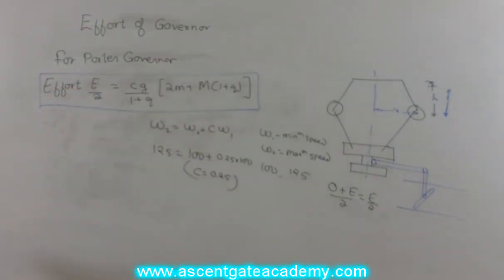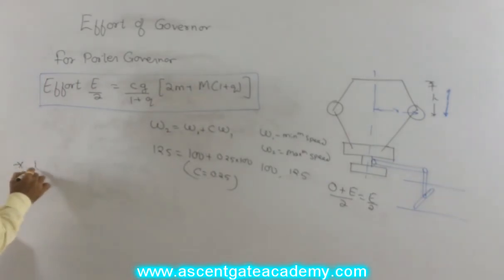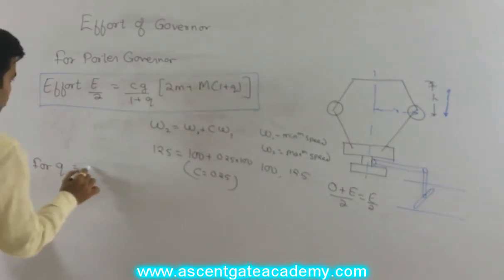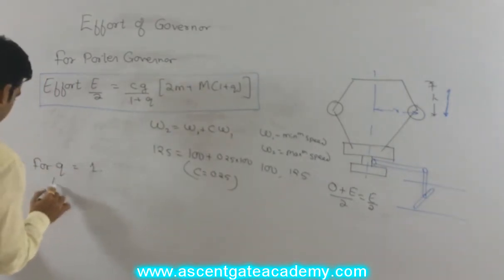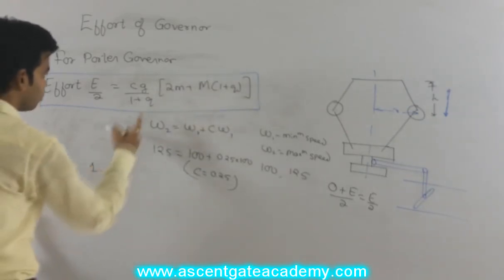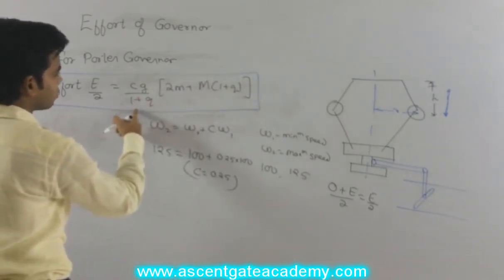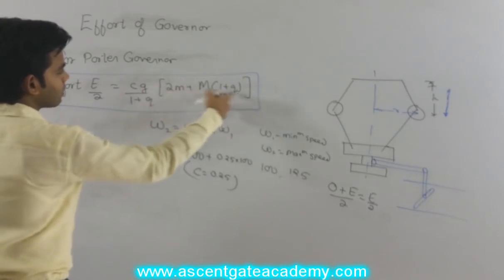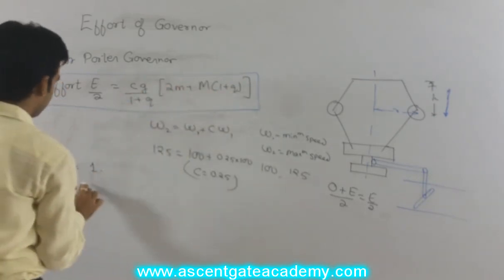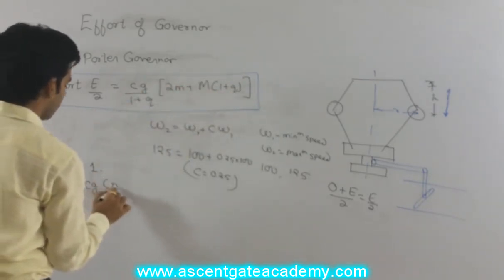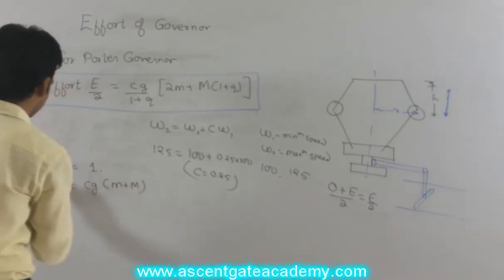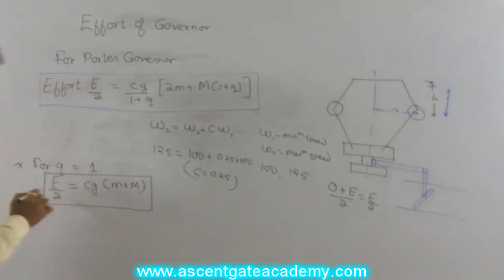So this is the effort. Now applying the condition Q is equal to 1, this effort E by 2 will be equal to, 1 plus 1 is 2, the 2 will get cancelled out, and we will get Cg into M plus capital M. This is the condition when tan alpha is equal to tan beta, or you can say Q is equal to 1.